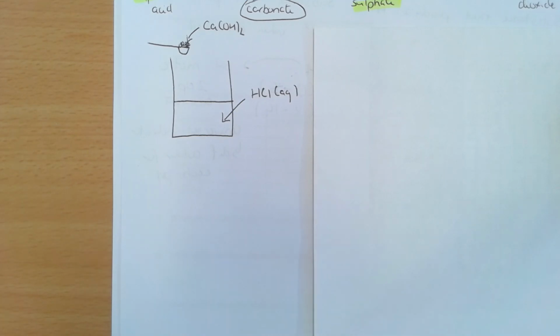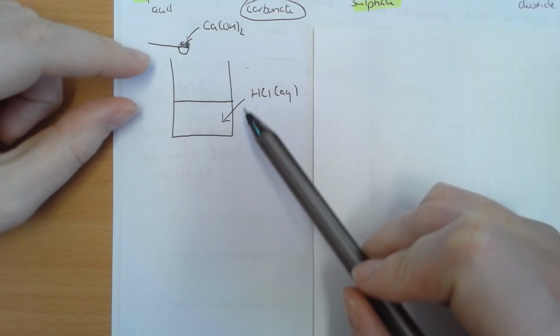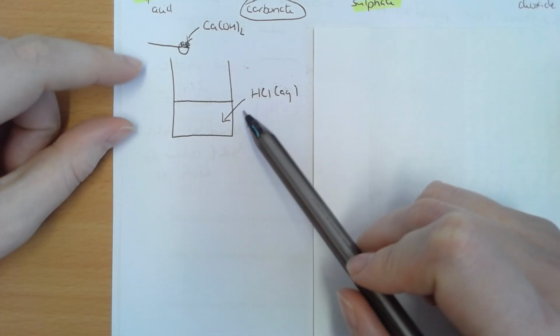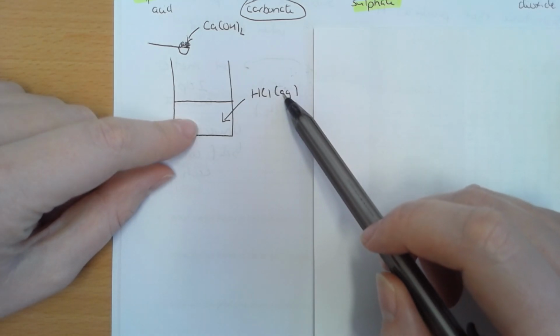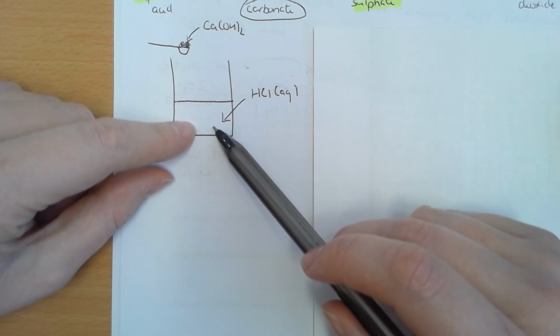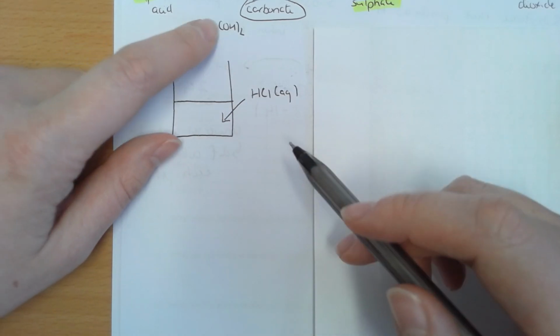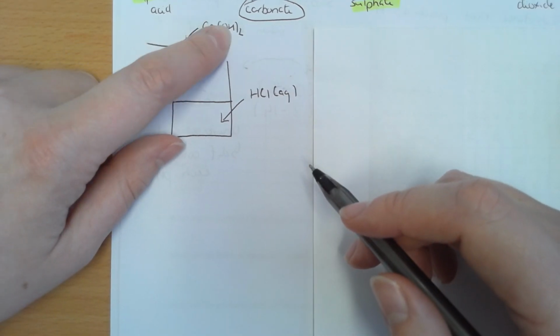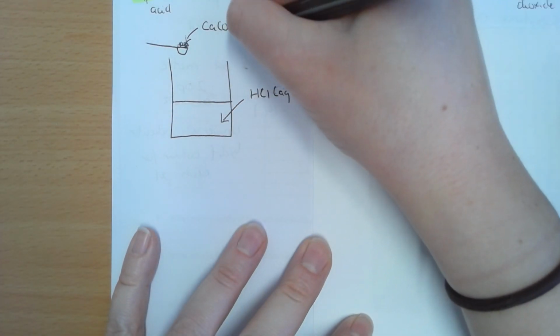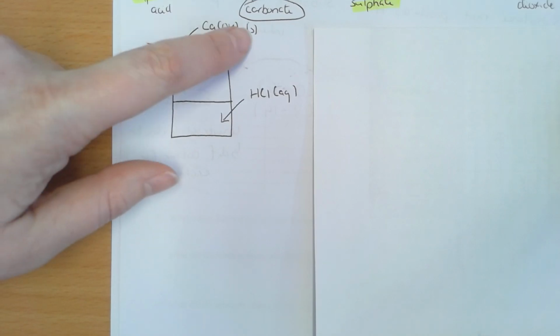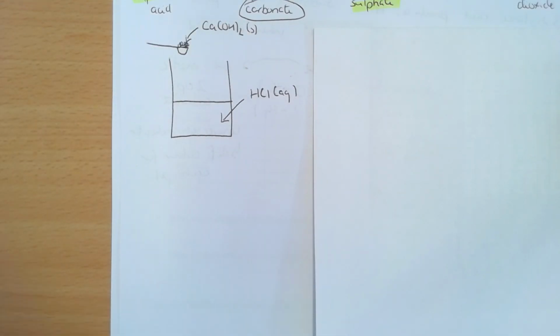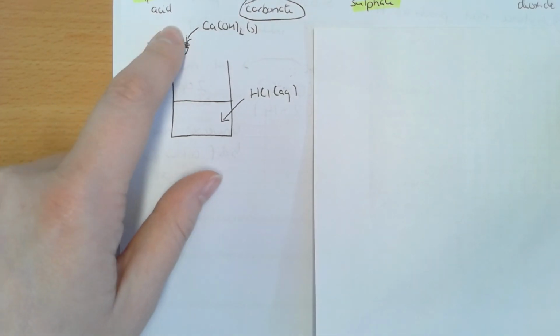Alright, there are 2 core practicals in this topic. The first one is quite straightforward. They want to know how pH changes when you add a base to an acid. So I've got HCl, that's my acid. It's aqueous, so it's here in my little beaker. And I've got calcium hydroxide, so it's a metal in front of the word hydroxide, so that's a base. And as you can see from my little drawing, I'm adding it in spoon by spoon because it is a solid.